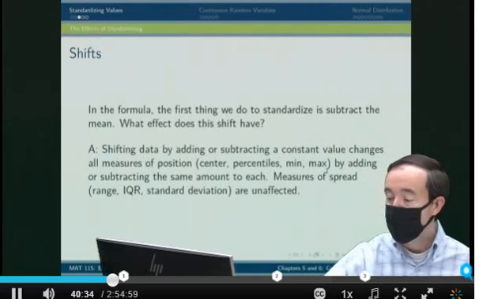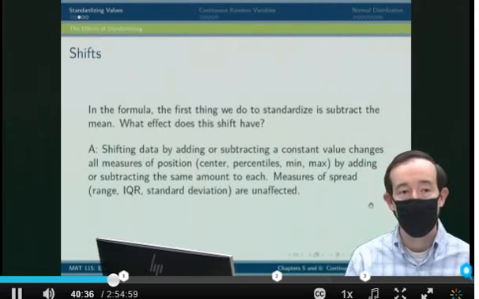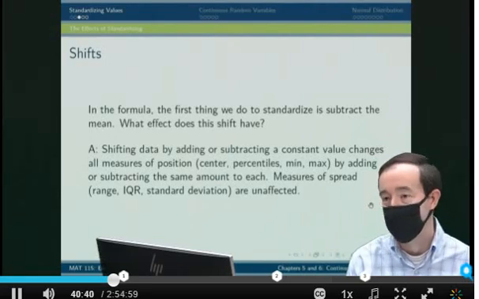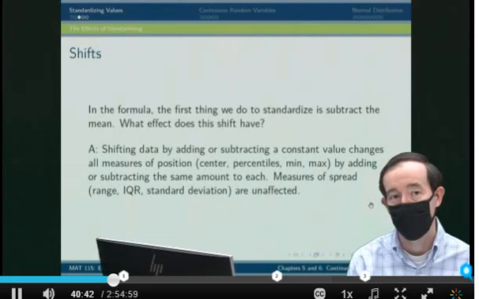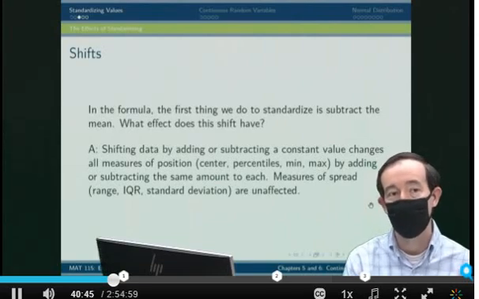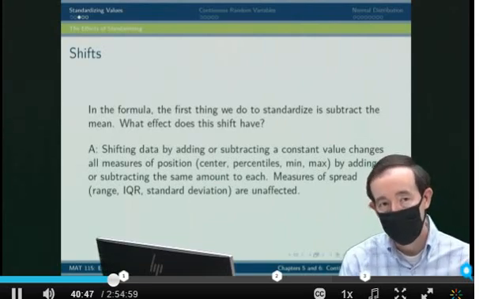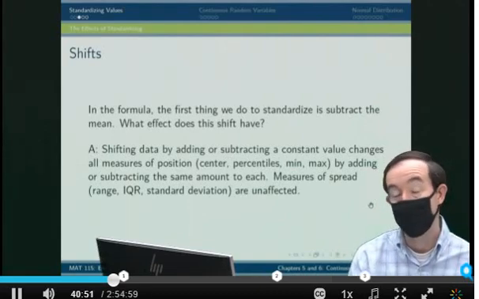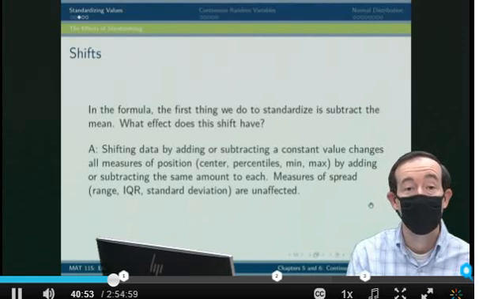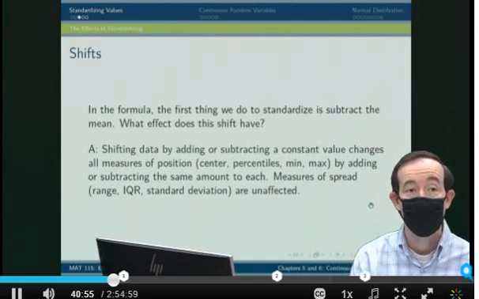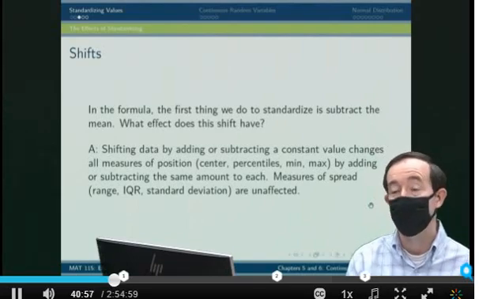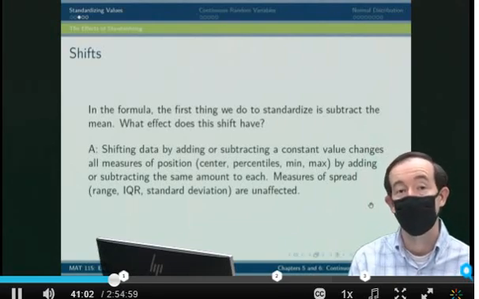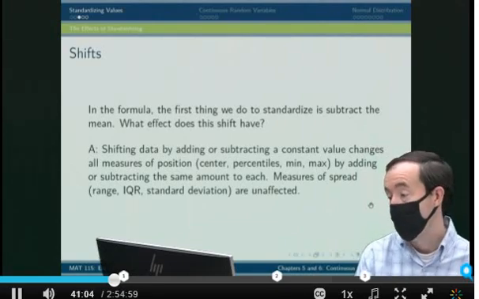And what that does is it affects all the measures of position by adding or subtracting the same number to each one. It's whatever the mean happens to be. So again, the mean moves to 0. But other measures of the center, things like percentiles, and measures of position like minimum and maximum, or quartiles, will all be moved by the same amount. So it's literally a translation, if you're thinking of transformations.